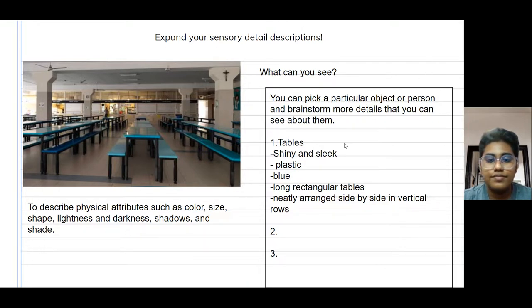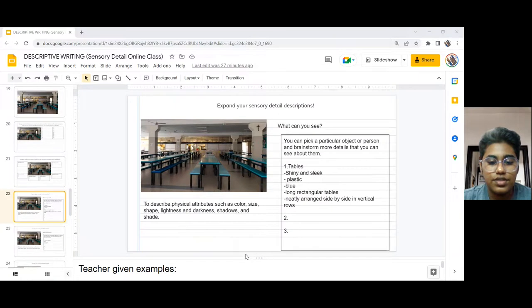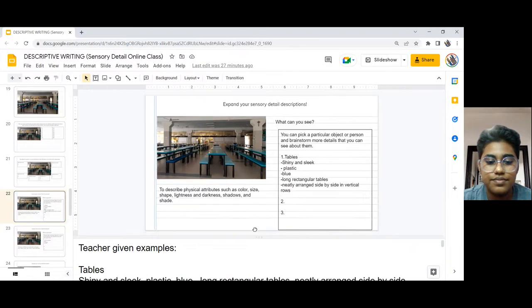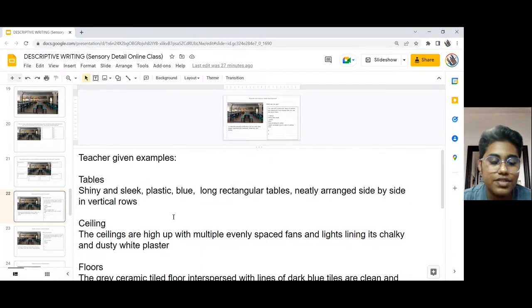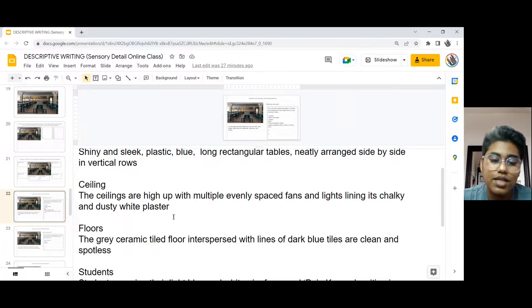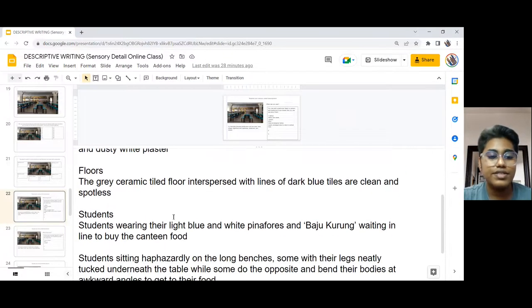All right. Let's look at some of my ideas. So, teacher given examples. Okay. Let me just pull this up. Okay. We have tables: shiny and sleek, plastic blue, long rectangular tables, neatly arranged side by side in vertical rows. Ceiling: the ceilings are high up with multiple evenly spaced fans and lights lining its chalky and dusty white plaster. Floors: the gray ceramic tiled floor interspersed with lines of dark blue tiles are clean and spotless.